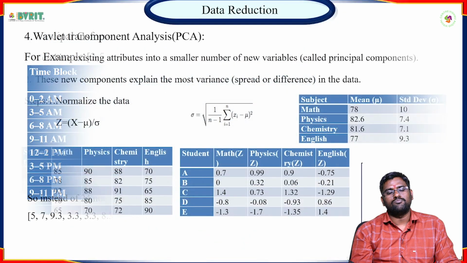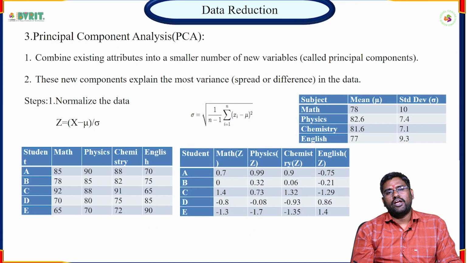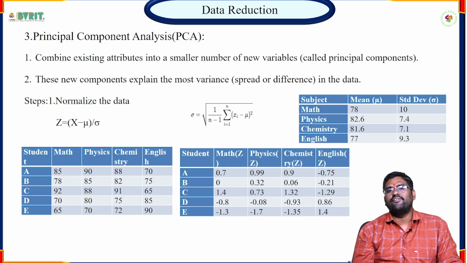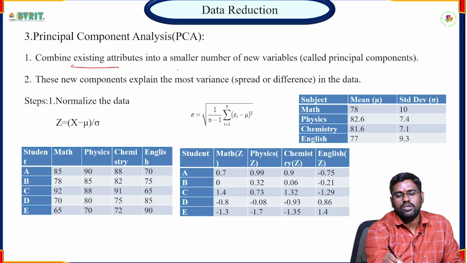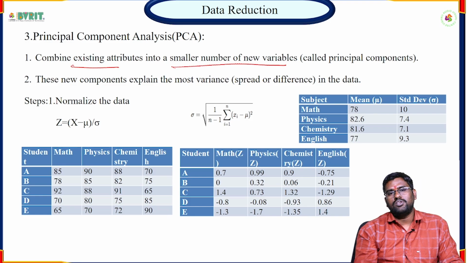Next one, principal component analysis. Principal component analysis is used to reduce the given components, and based on this we need to reduce the given values. In case a large set of data is there, we need to identify that large set of data and reduce it. So now see here, the first step is combining the existing attributes into a smaller number of new variables. That means we are combining the given things into a smaller set of values.